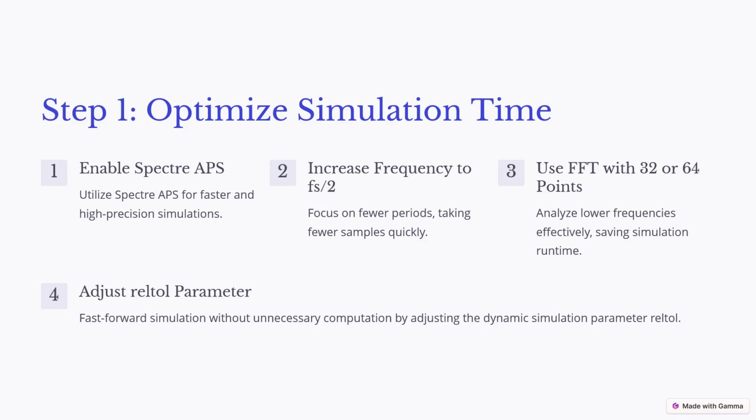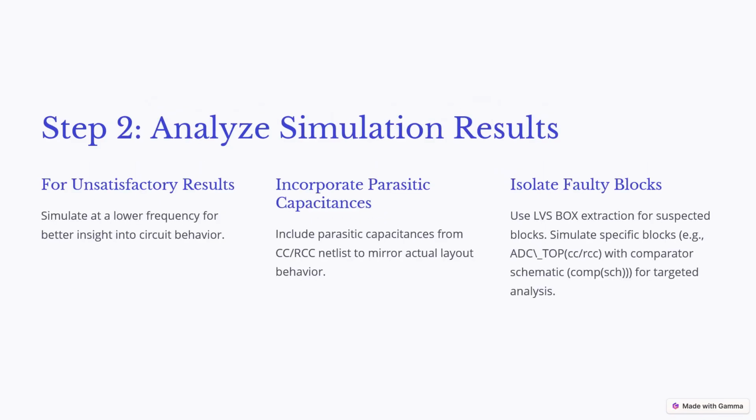Step 2. Analyze simulation results. Once your simulation is optimized, the next step is to carefully analyze the results to identify any performance issues. If the results look inaccurate at high frequencies, a good practice is to simulate at lower frequencies. This can help uncover hidden issues that may not appear at higher operating speeds.